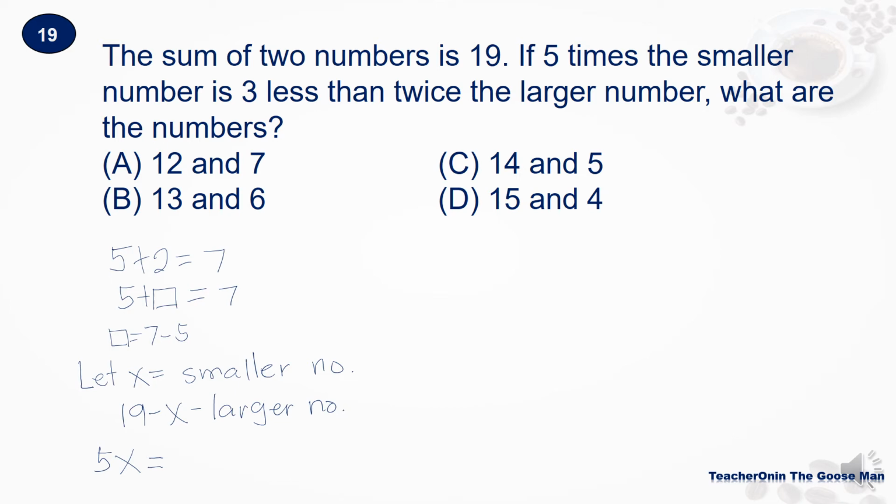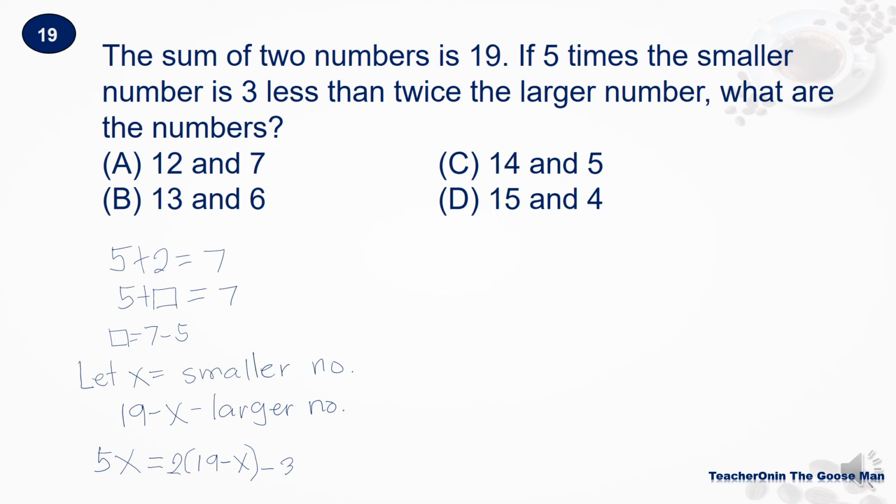So, meron tayong guys na, okay, ito, 3 less than twice the larger number. So, ang lalagay natin is minus 3, sa likod yun, since this is translating backwards. Twice of what? Of the larger number. And our larger number is 19 minus x. Okay? So, we have now our equation.